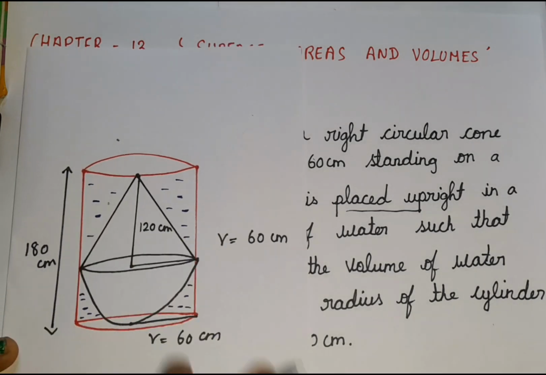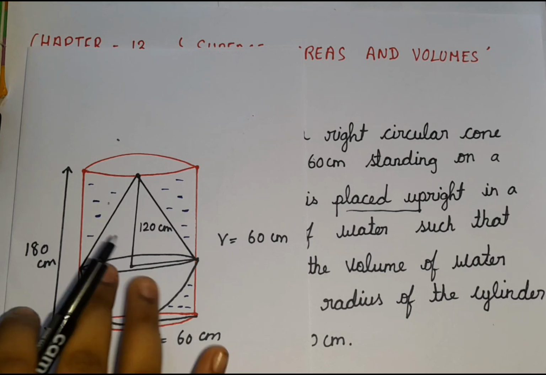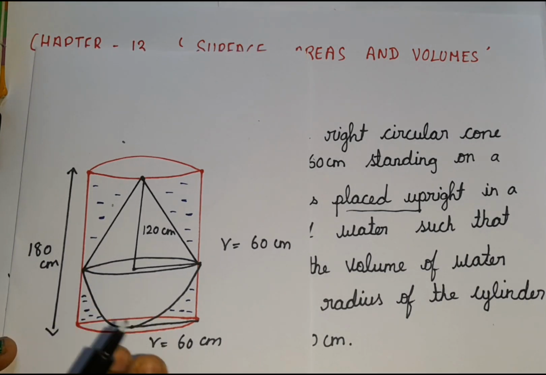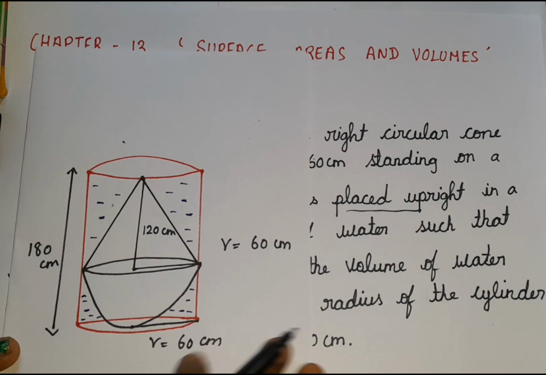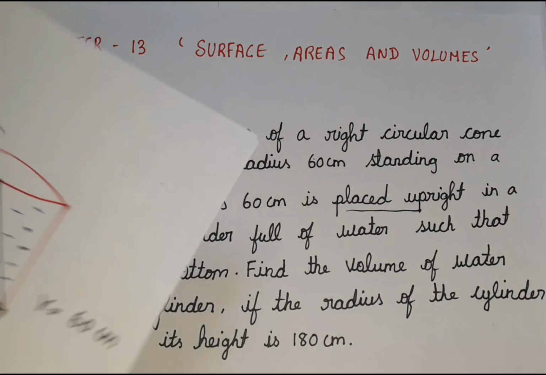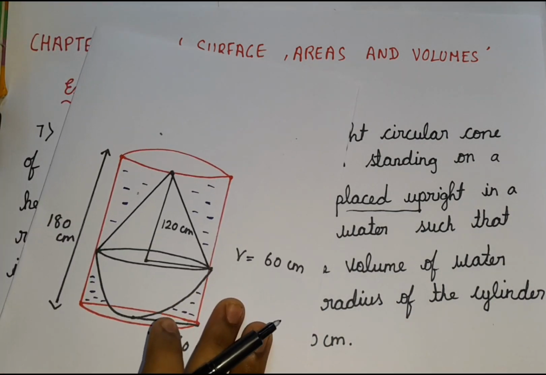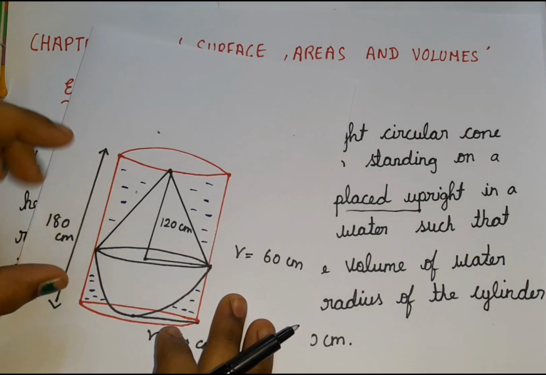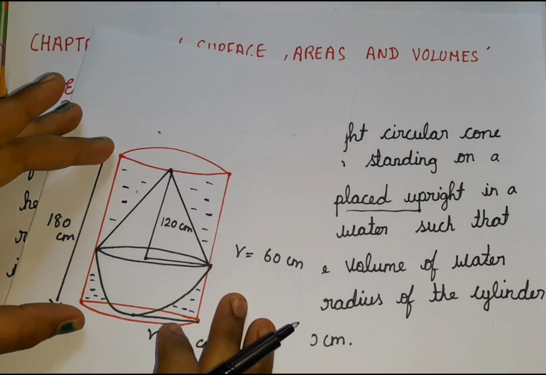So for this complete solid figure, the radius is 60 centimeters. For the cone, hemisphere, and cylinder, for everything, the radius is 60 centimeters. So what are we supposed to find? We are supposed to find the volume of water left in the cylinder.